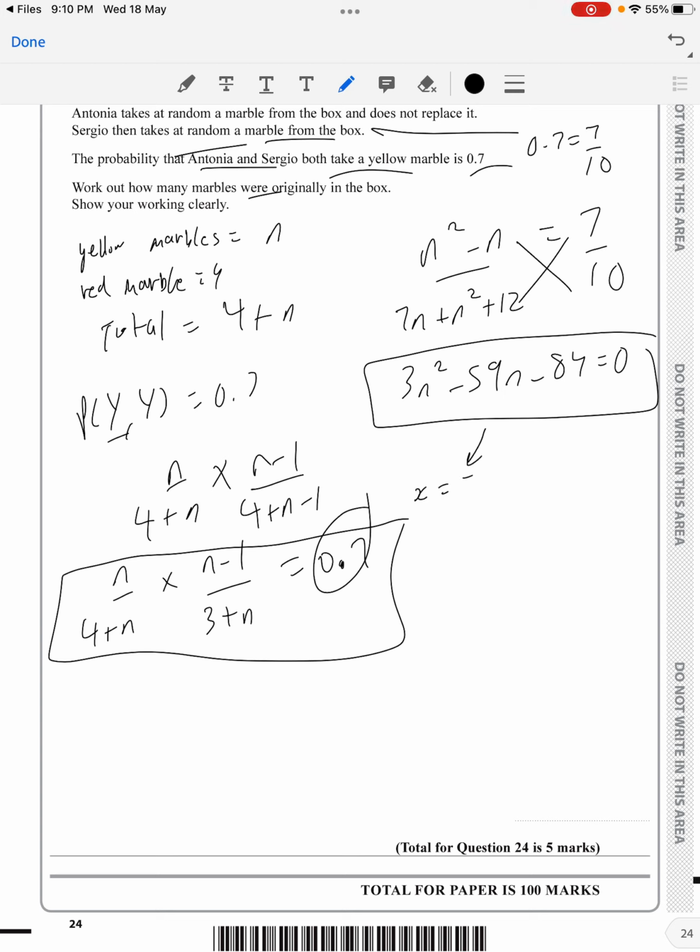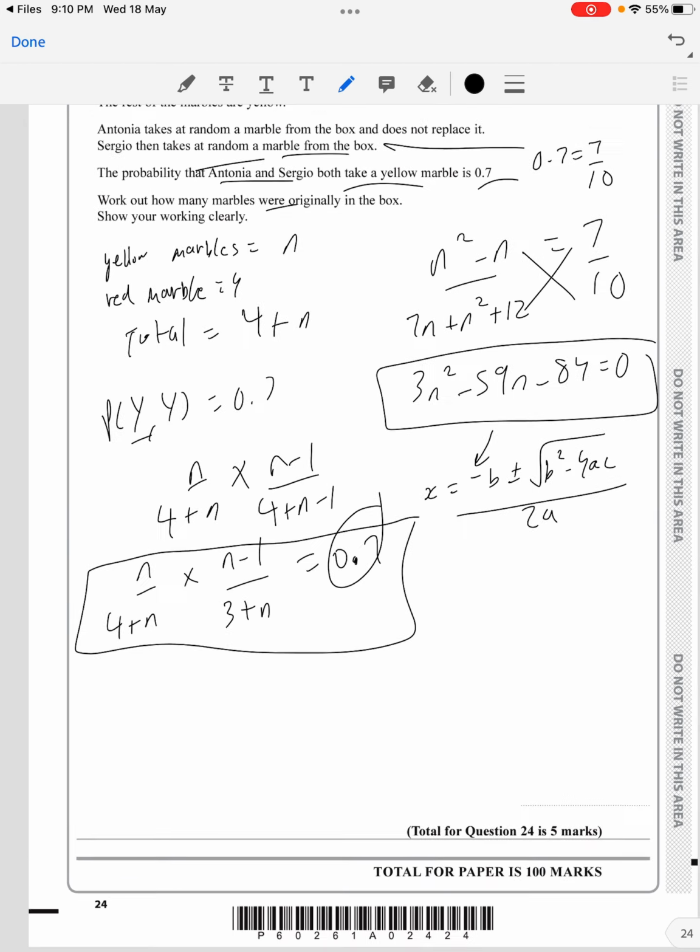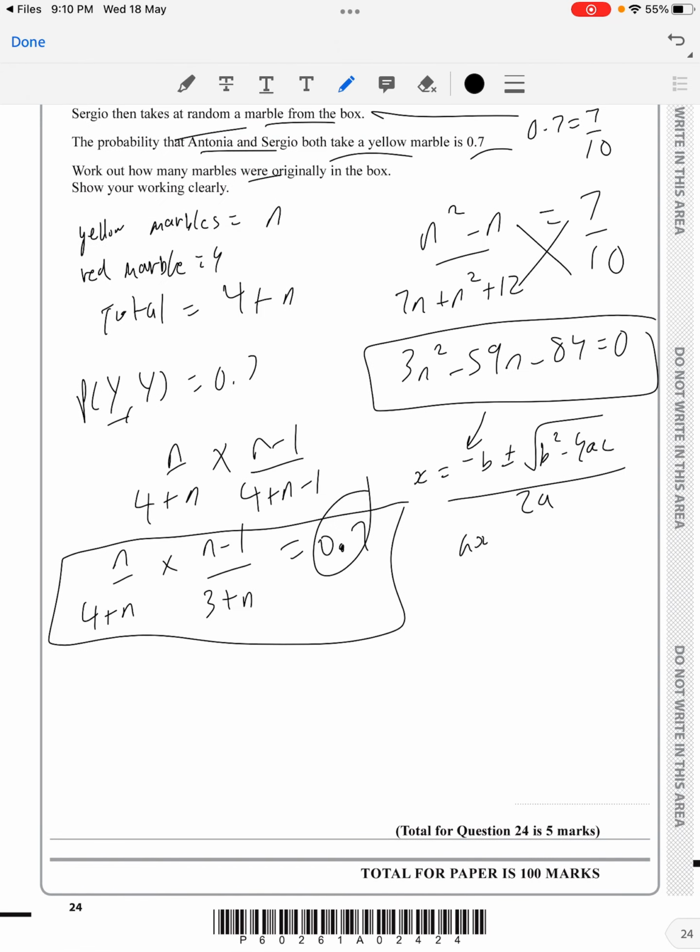Using this quadratic equation, you're going to use the quadratic formula. To factorize it is a bit challenging, so you're going to use this formula. It's given in your equation sheet. Use that formula, use the concept of ax squared plus bx plus c is equal to 0 as well. You should be getting n is equal to minus minus 59 plus or minus square root of minus 59 squared minus 4 times 3 times minus 84, all divided by 2 times 3.